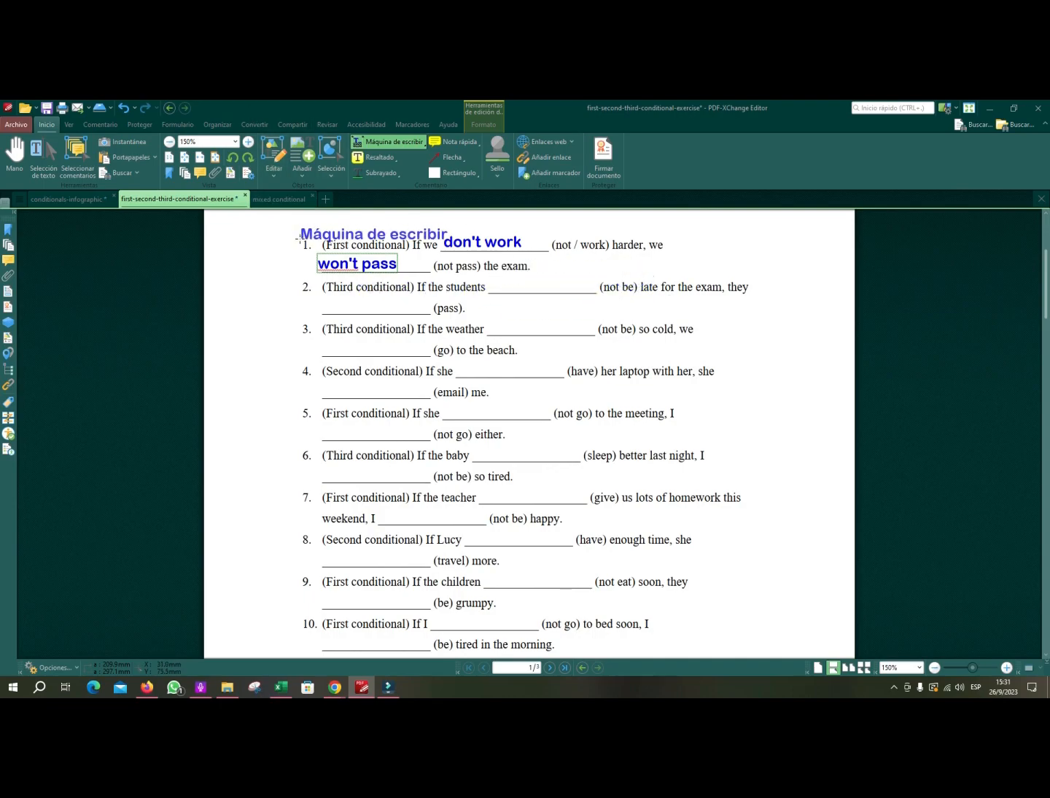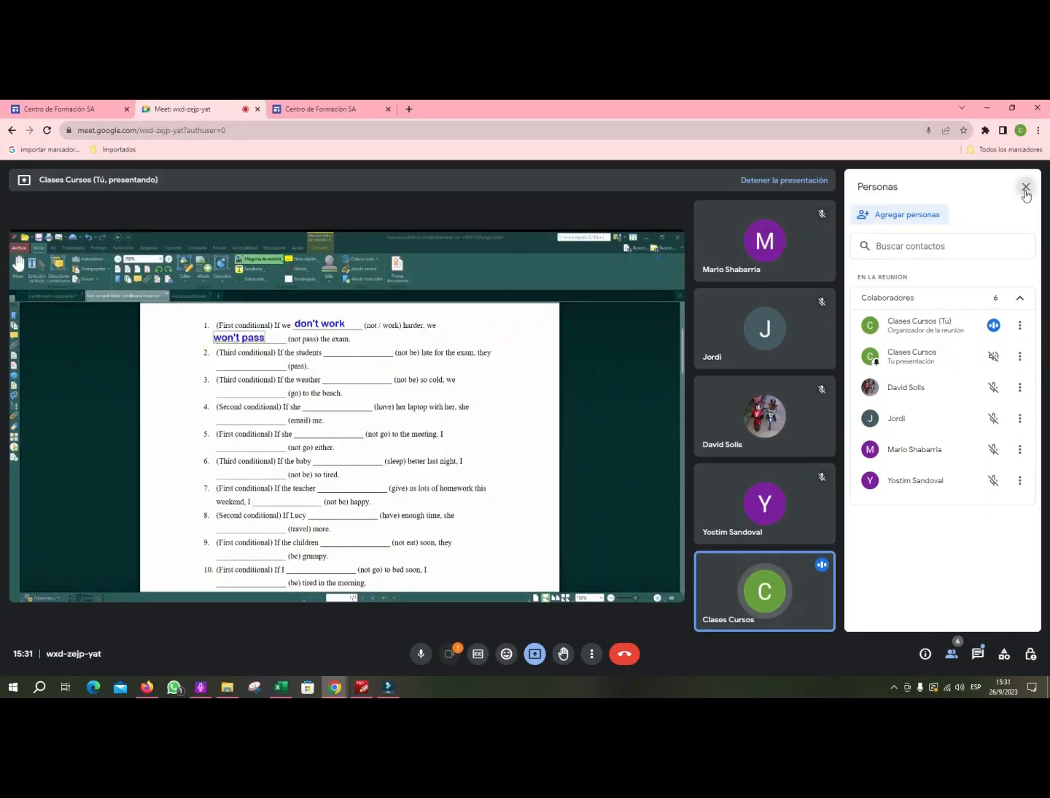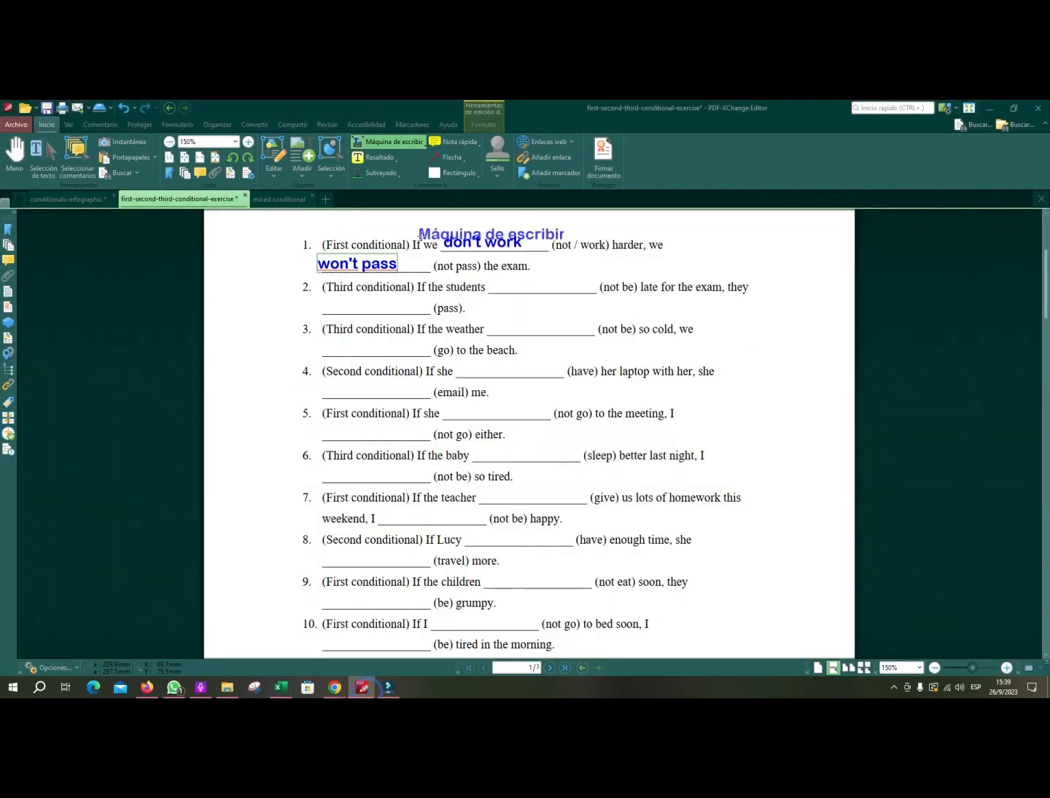So I want you to complete those sentences using the verbs between parentheses, and also here you have if it is third conditional, second, first, etc. Right? So try to work on them and we're going to check them together. Remember, if you have questions, just raise your hand and I will help you, okay? So you're going to have around 3 minutes for you to complete that first exercise, okay? Then we're going to check it together. Okay, guys, let's check the answers.